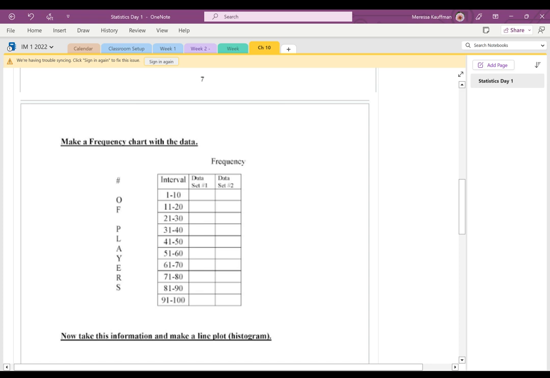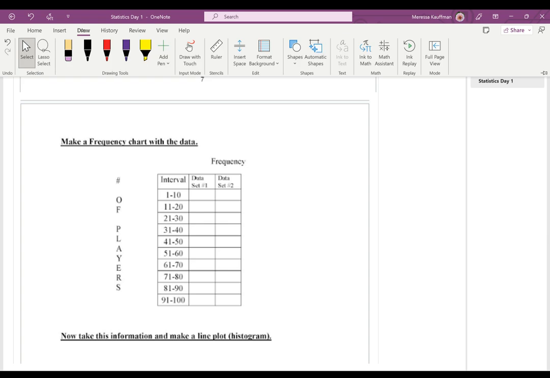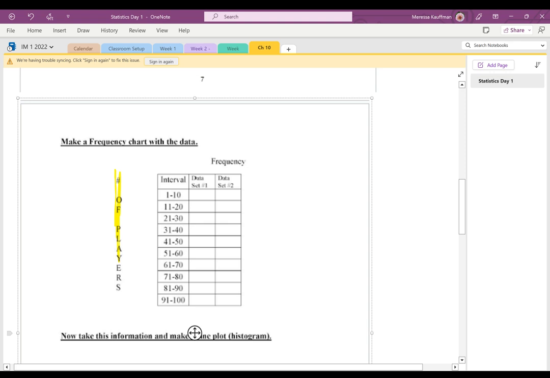So we're going to make a frequency chart. We've been talking about frequency a lot. That's the number of times something occurs or an action occurs. So for my frequency table, the frequency is our number of players. And I want you to really see that's what our frequency is. We're looking for how many times we count the number of players.